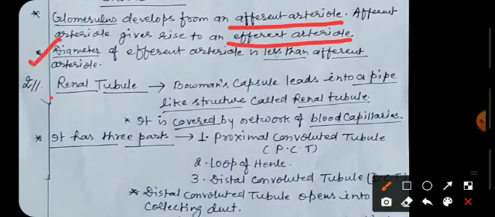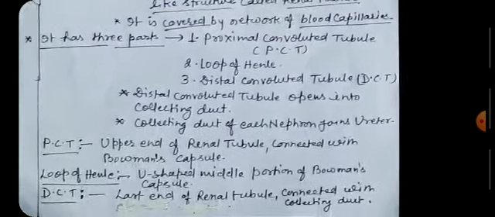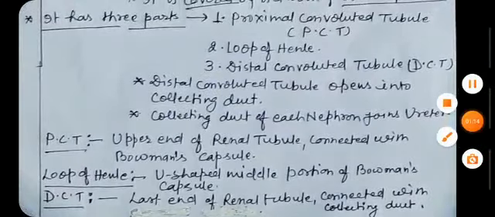Now about second part, which is the renal tubule. From Bowman's capsule, a pipe-like structure arises, which is the renal tubule. It is covered by a network of blood capillaries. This renal tubule has three regions, three parts. First part, which is connected with Bowman's capsule, is the proximal convoluted tubule. Second part is the loop of Henle, and third is distal convoluted tubule, DCT. Distal convoluted tubule opens into collecting duct. Collecting duct of each nephron joins ureter.